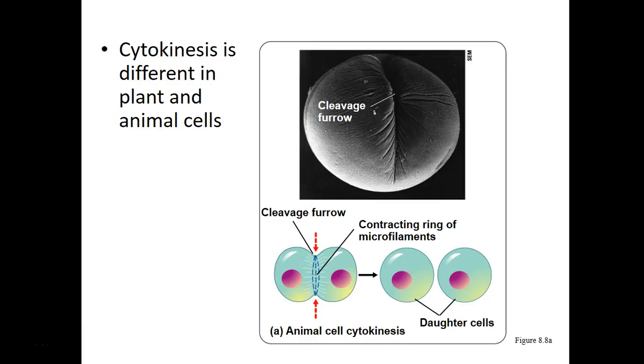Cytokinesis is a little bit different in plant cells and in animal cells. In animal cells, you have the formation of something called a cleavage furrow. You don't actually get that in plant cells.